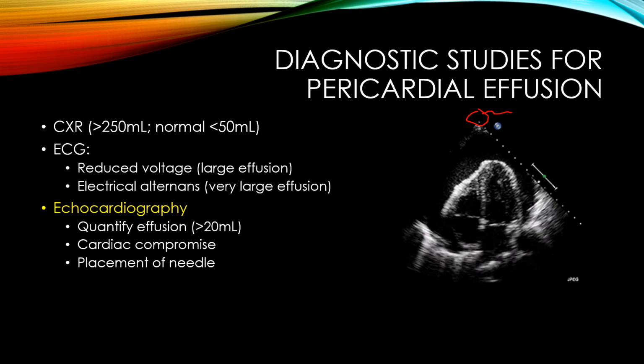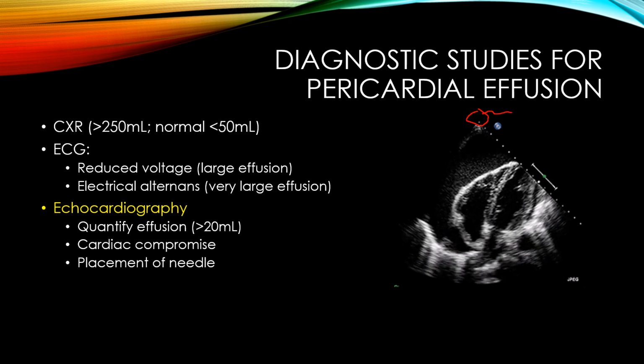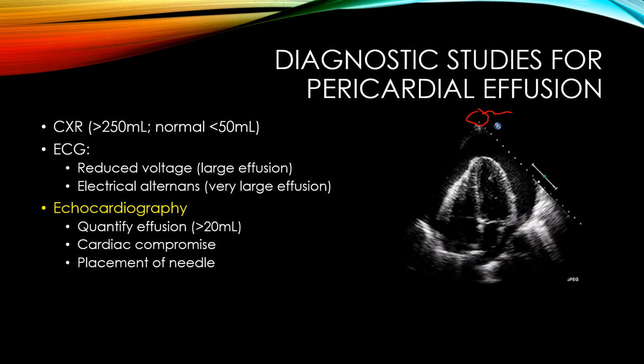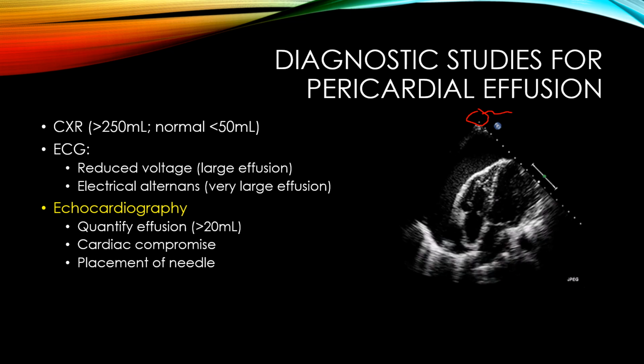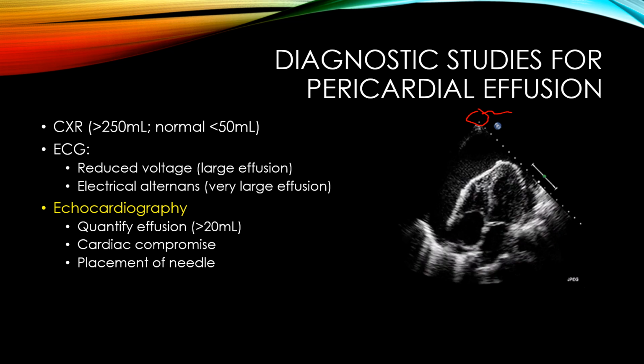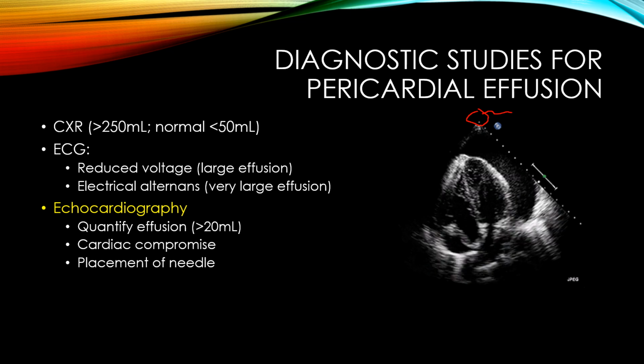In echocardiography, I can quantify the effusion. Anything greater than 20 mils can be quantified. I can see any kind of cardiac compromise if it's really squishing the chambers. And it also helps guide the placement of a needle in pericardiocentesis if I need to remove fluid.